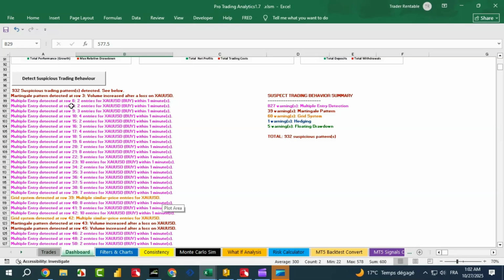and floating drawdown. We observed many multiple entry detection warnings, in pink, occurring within the same minute. This indicates that the EA opens multiple orders simultaneously at the same level or very close to it. We can see this more clearly on the chart: periods of floating drawdown followed by closures with small profits, which indicate recovery attempts and similar behavior.